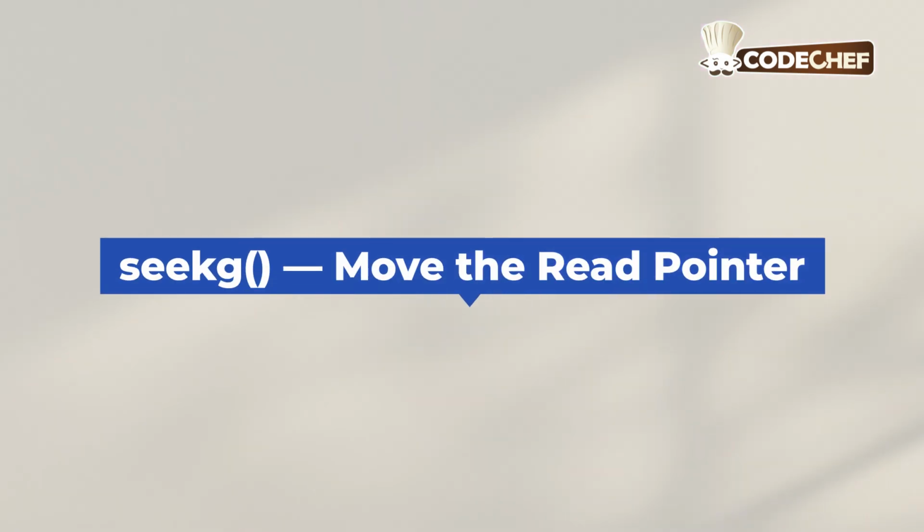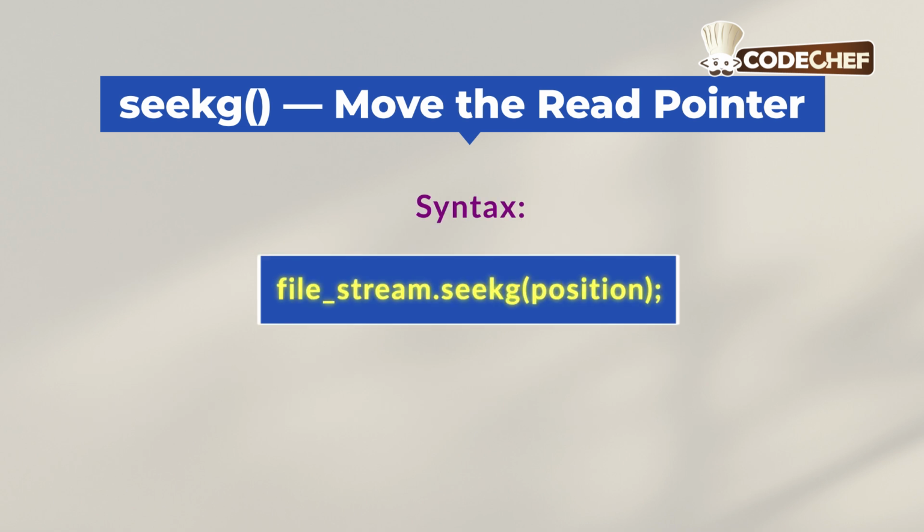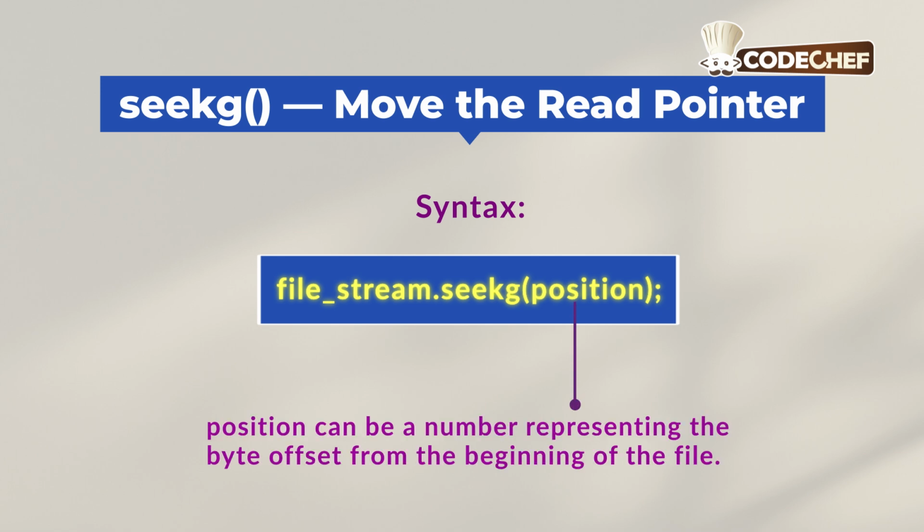The first method that we will discuss today is the seekg method. It is used to move the read pointer. The seekg method stands for seek get pointer. It allows us to move the reading position to a desired location inside a file before reading data. By default, reading starts from the beginning of the file, but the seekg method lets us change that. Its syntax is fileStream.seekg(position); where position can be a number representing the byte offset from the beginning of the file.